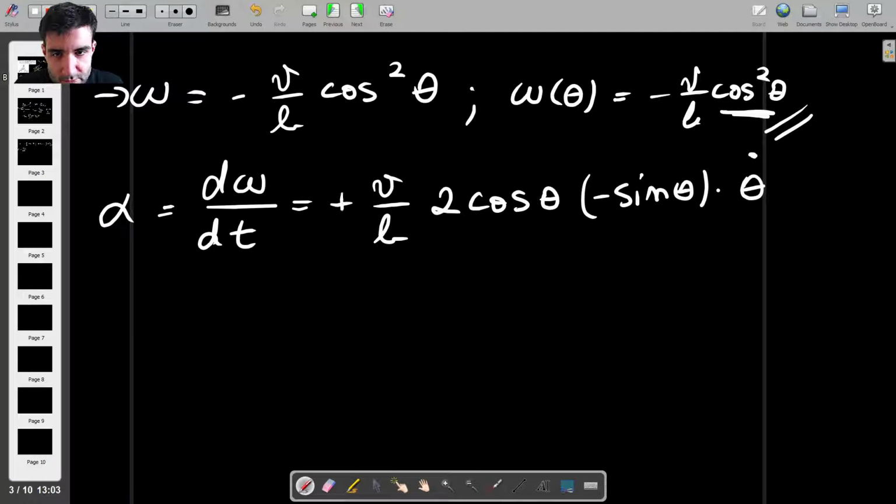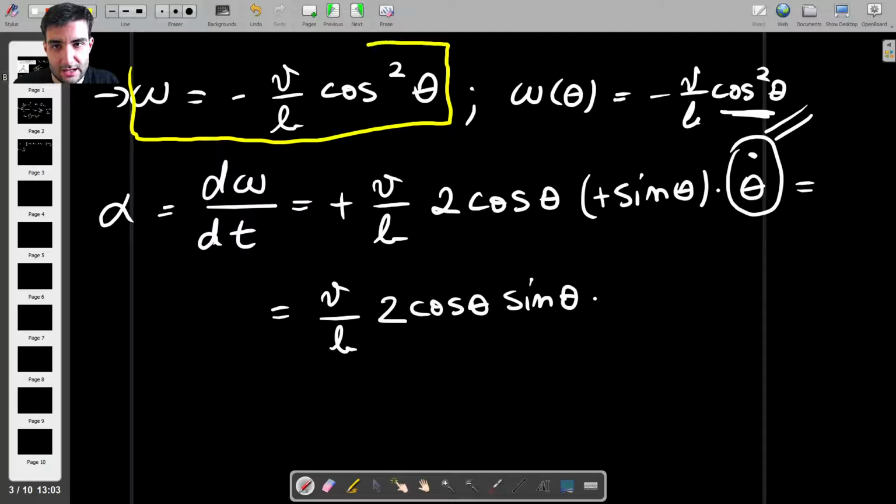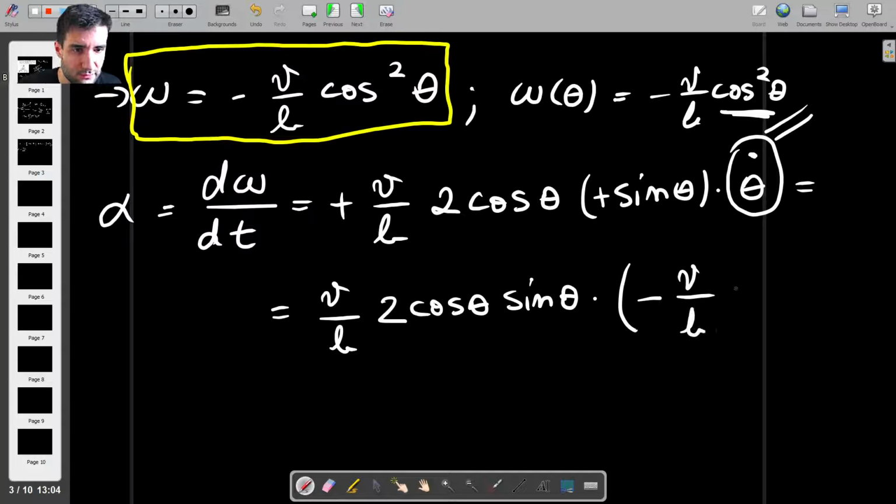Now, as you'll see, we have those minus signs canceling out, and then we will end up with v over b times 2 cos theta sine theta, and then times theta dot, right? But what is theta dot? Well, we actually found theta dot already, and theta dot is the first derivative of the angle, which is the same as the angular velocity by definition, okay? So I'm going to replace this whole thing by minus v over b cosine squared of theta.